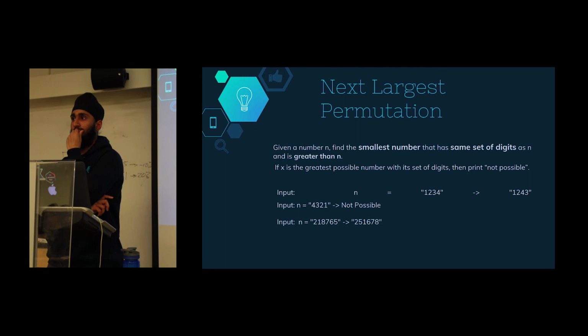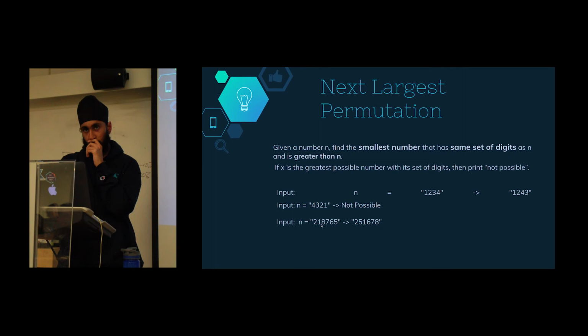Yeah, Brian? Can we start at the ones place, look at that number, and then go to the left by each number until you find something that's smaller, and if you do, swap them, and you're done. If you don't find anything that's smaller, so every number to the left of the ones place is bigger, go to the tens place, and then do the same thing. Okay, that's an interesting solution.